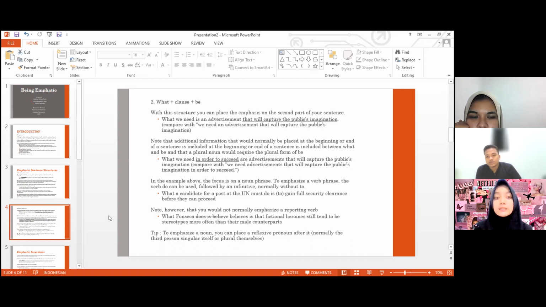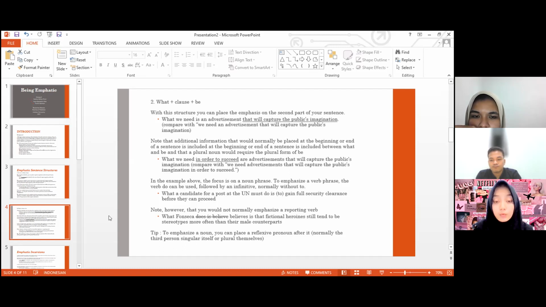In the example above, the focus is on a noun phrase. To emphasize a verb phrase, the verb do can be used, followed by an infinitive, normally without to. The example: what a candidate for a post at the UN must do is to gain full security clearance before they can proceed.